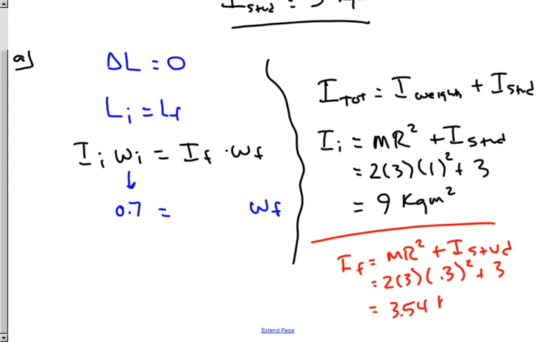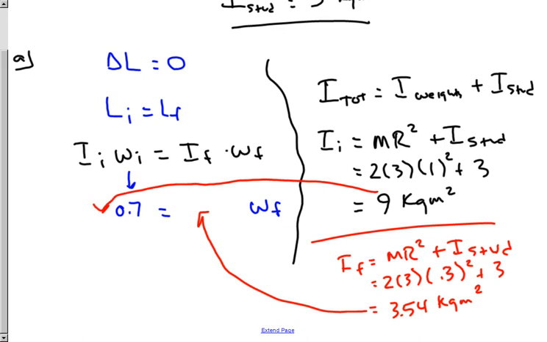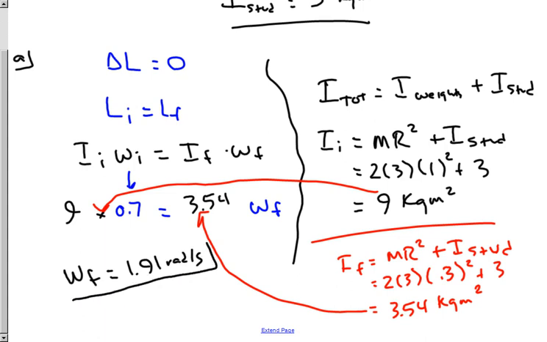3.54 kilogram meters squared. And as you plug that in over here, we take our 3.54, it goes right here, and our 9 goes in this spot here. And so we're left with 9 times 0.75 equals 3.54 times omega final. So we find our final omega to be equal to 1.91 radians per second. And luckily, 1.91 is in fact greater than our initial angular velocity, which was 0.75.